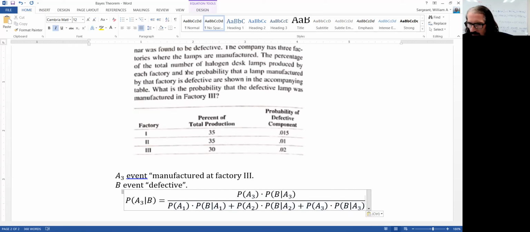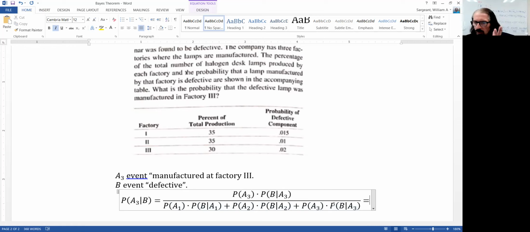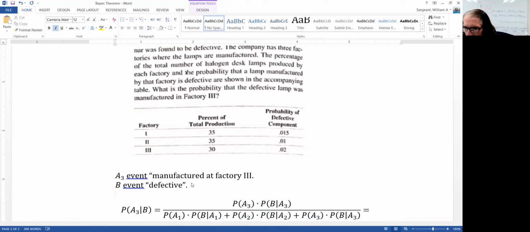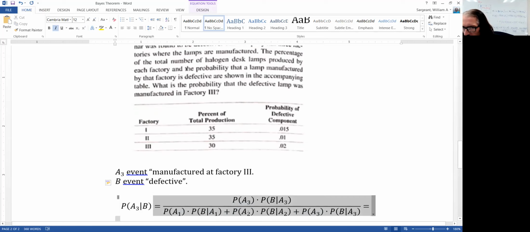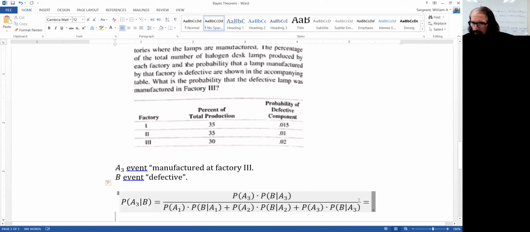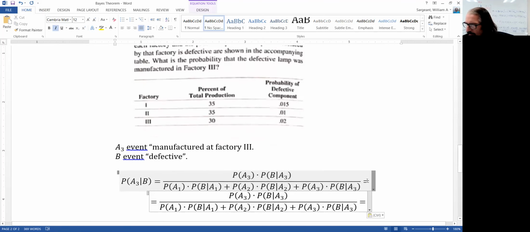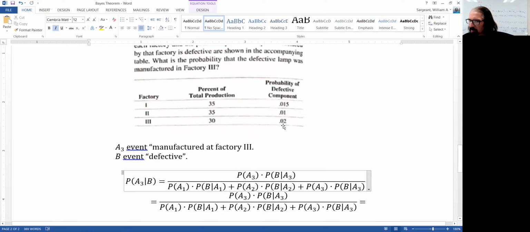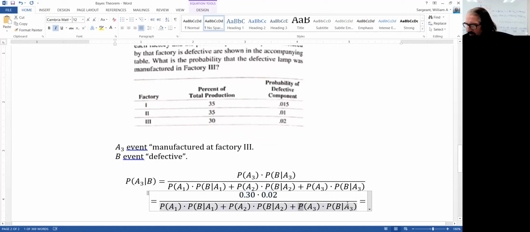There we go. Okay. Now, furthermore, how do I know that we are doing this a posteriori using Bayes' theorem instead of just something where we are straight doing a conditional probability? Well, we are given the probability of B defective given that it was made at factory 3. We've got this part right here. It's the 0.02. So probability it was made at factory 3, 30% or 0.30. You're going to see that same thing as the last term in the denominator.